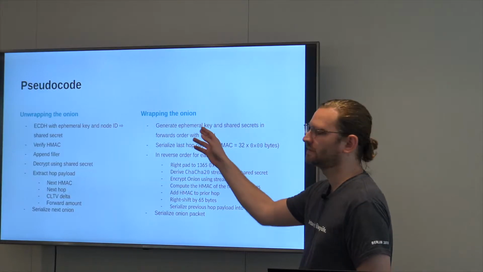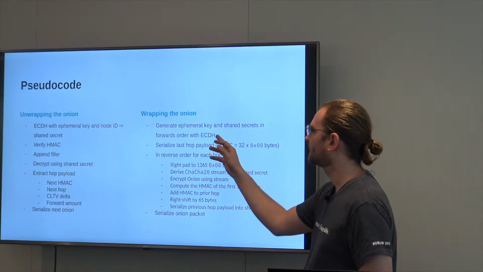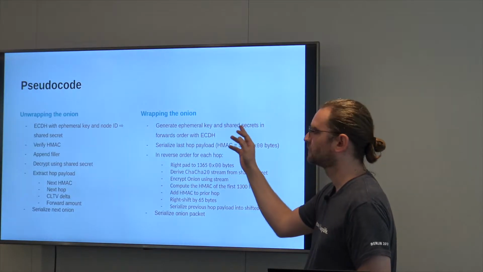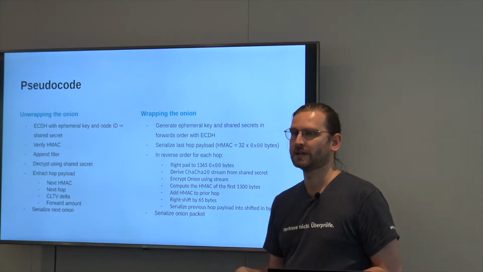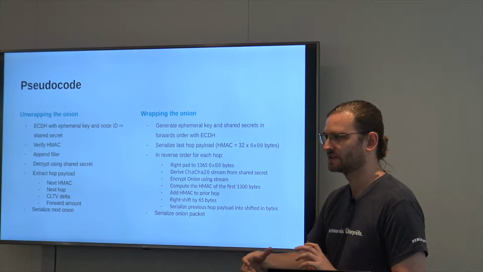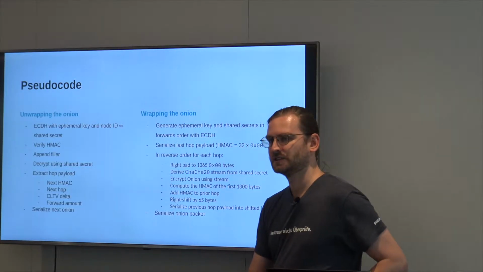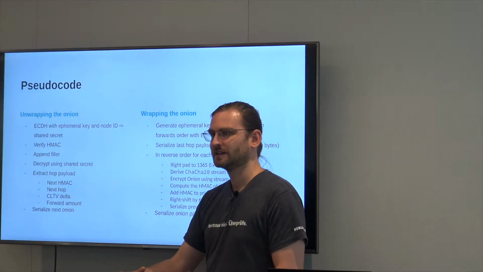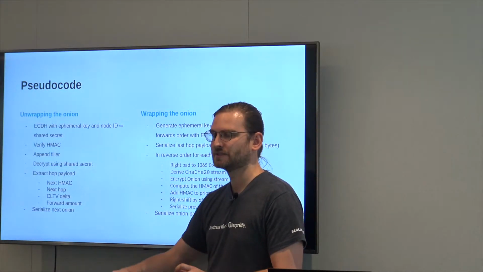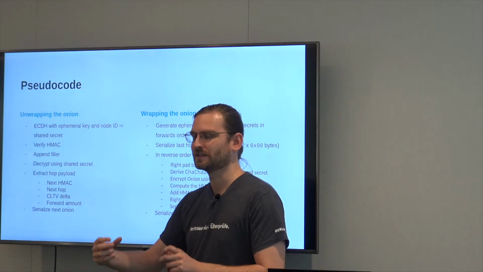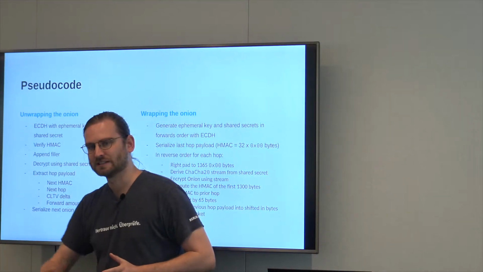So we generate a random ephemeral key, and using that we compute the shared secrets in forwards order. That way we basically compute the first shared secret with the first node ID, and then use that shared secret to tweak the ephemeral key for the next hop, and using the node ID and the ephemeral key we generate the shared secret and then tweak it again. And basically this is a forward process.